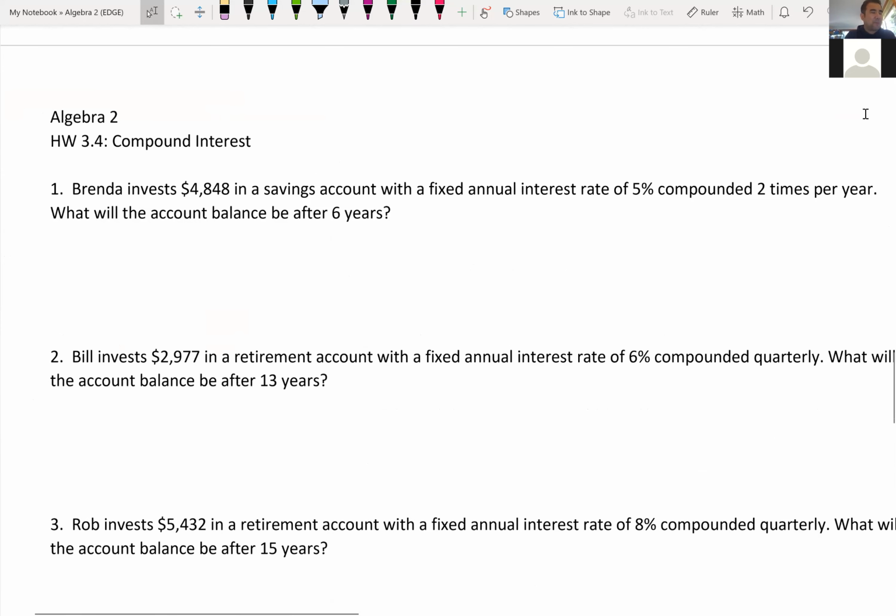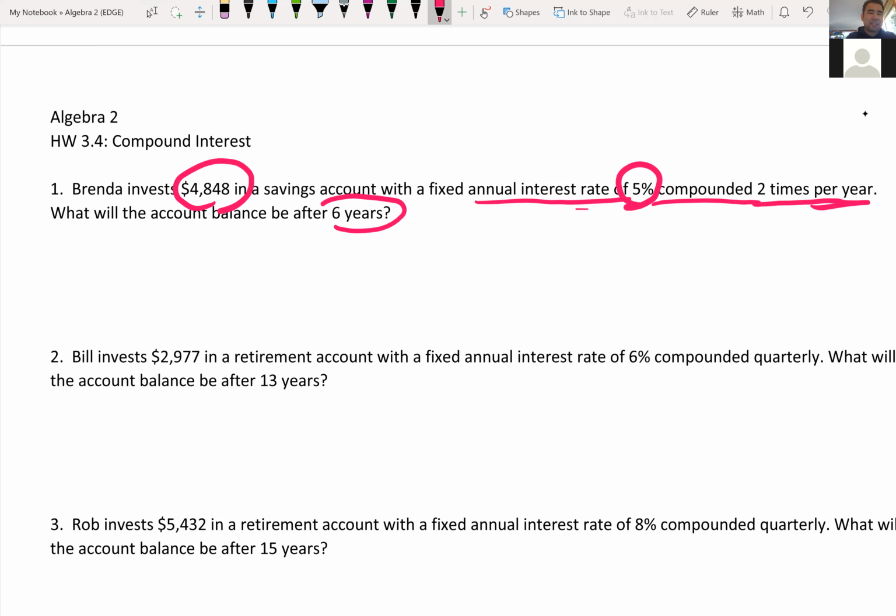So this is your assignment for today, 3.4. You don't need to copy down all the words word by word, but let's write down the key components of the problem. First, $4,848, fixed annual interest rate of 5% compounded 2 times per year, half yearly, for 6 years.